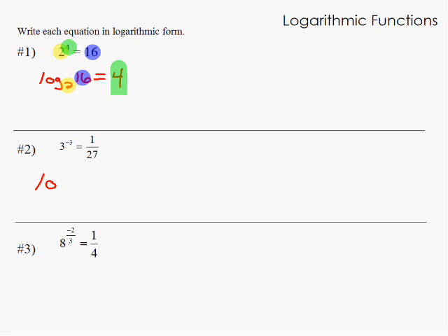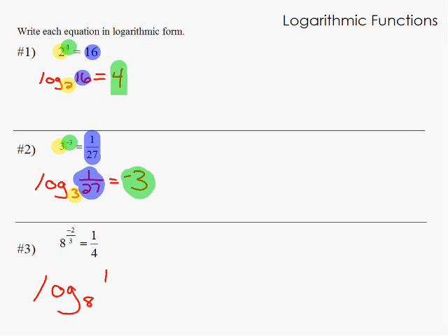Number two, you're going to get log base 3 of 1/27 equals negative 3. Bases are the same. What was by itself becomes the argument. What was the exponent goes by itself.